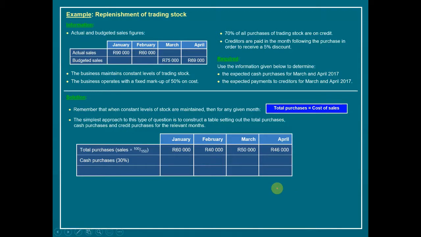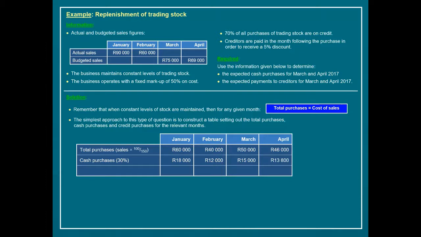Next, we are interested in the cash purchases, which is 30% of the total purchases. 30% of 60,000 is 18,000. 30% of 40,000 is 12,000. 30% of 50,000 is 15,000. And 30% of 46,000 is 13,800.